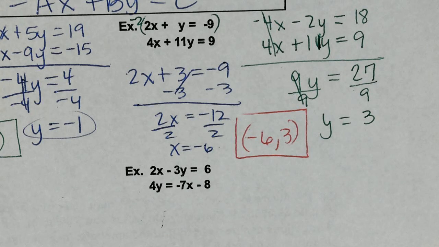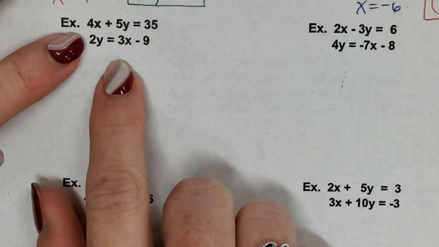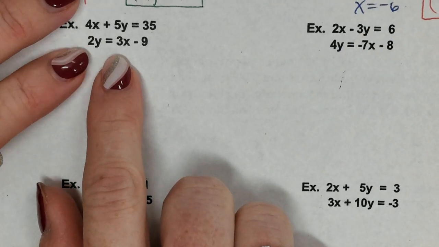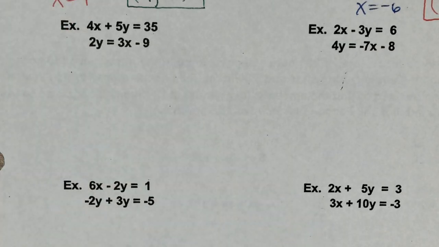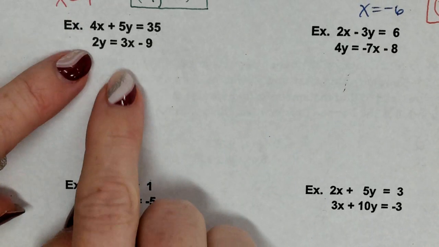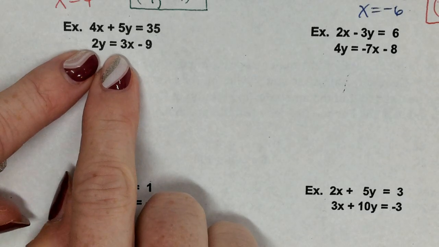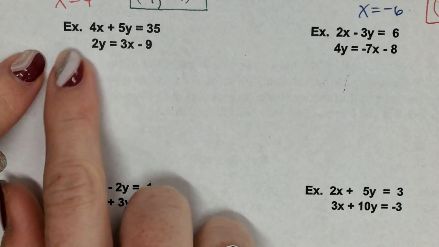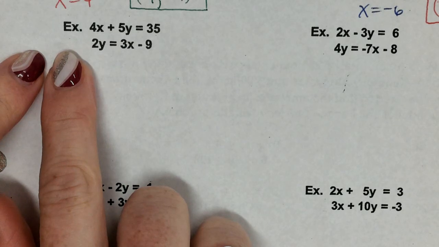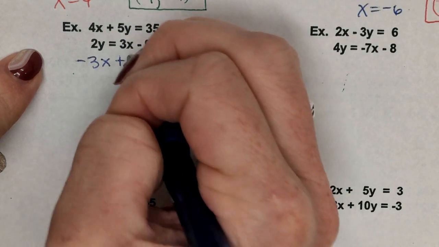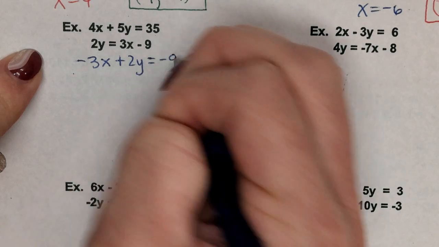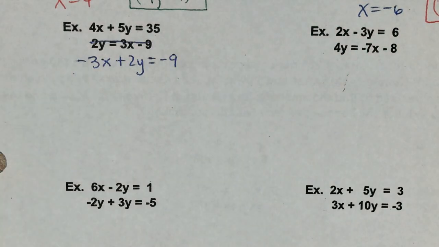Okay, any questions? All right, so go to this one. What's the first thing I'm going to do here before I can even multiply? I'm going to have to rearrange this equation. So I'm going to have to move the 3x to the left by doing subtraction. So I have negative 3x plus 2y equals negative 9. And I'm just going to mark that out because all I did was rearrange it.